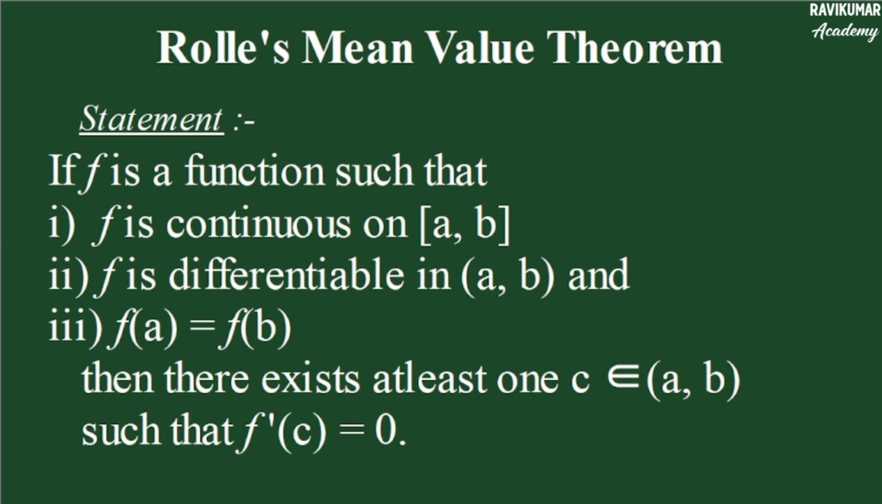Coming to the Rolle's mean value theorem statement, it states that if f is a function such that f is continuous on the closed interval [a, b], f is differentiable on the open interval (a, b), and f satisfies f of a equal to f of b, then there exists at least one number c in between a and b such that f dash c is equal to 0. So, this is the statement of Rolle's mean value theorem. Now, we are going to solve some problems related to it.